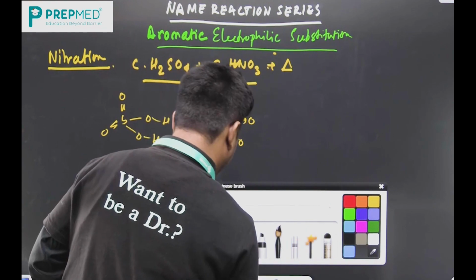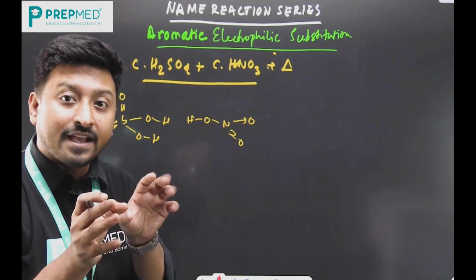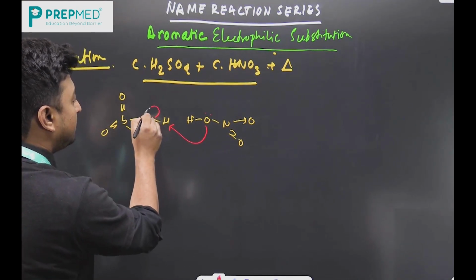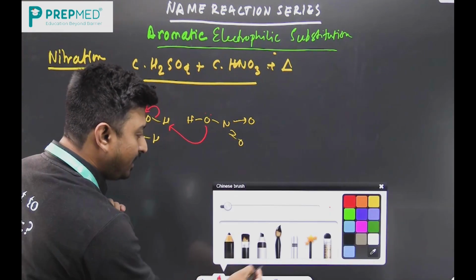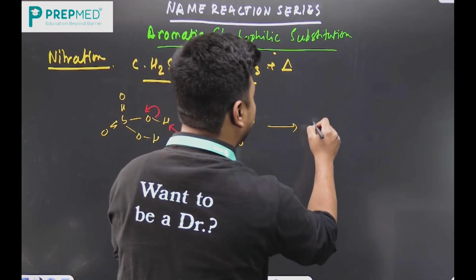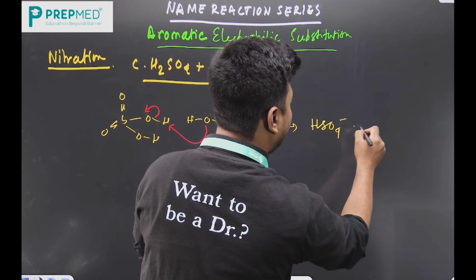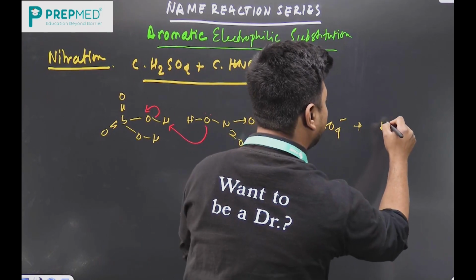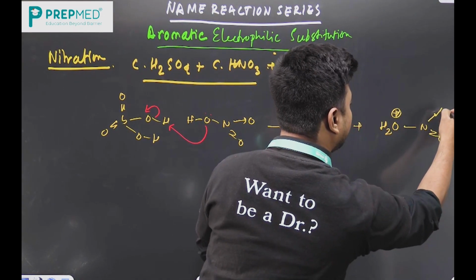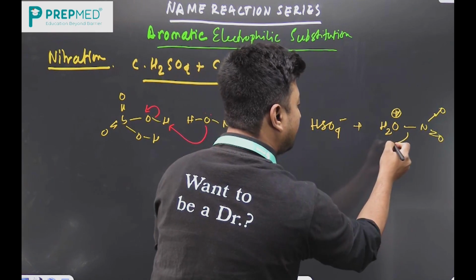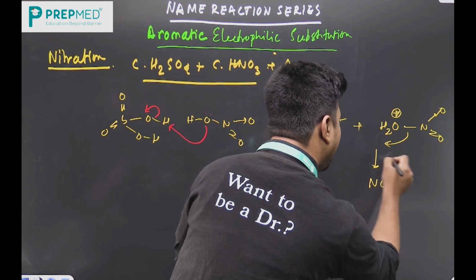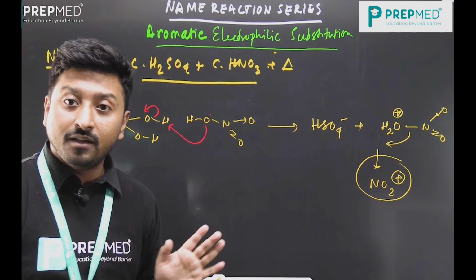Now since it is a base, the tendency of a base is to accept a proton. It has electrons here on oxygen, so this will capture the proton from the sulfuric acid and it will leave O minus. So it will be forming HSO4 minus plus H2O plus nitrogen with oxygen here, and the water will come out from here, and after this what will be the product? The product will be NO2 plus.